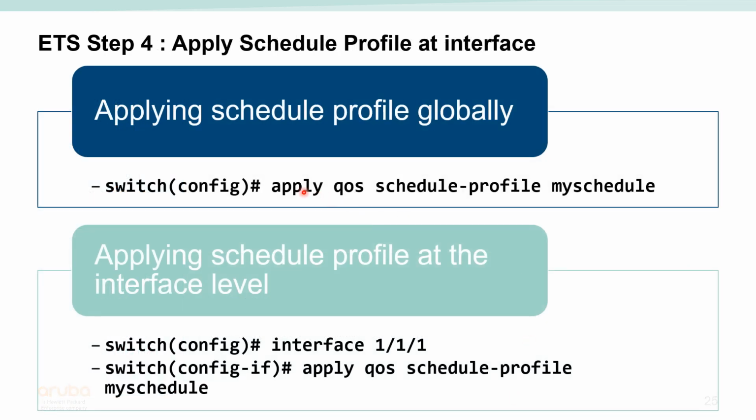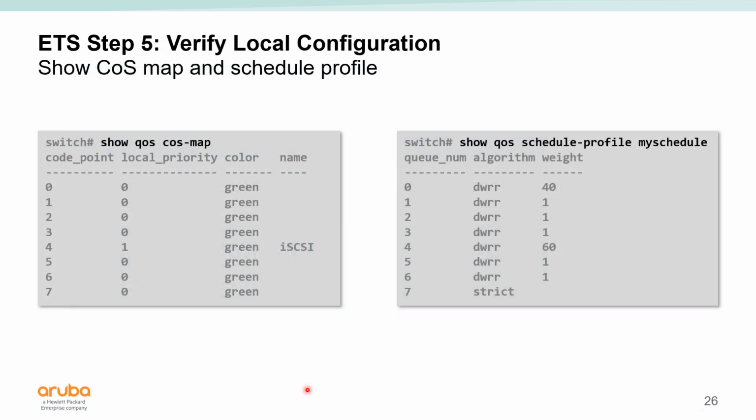And then we go to the actual interface and we want to apply that. So down here we can see we've gone into the interface context and we can apply the QoS schedule profile, my schedule. And here's a great view showing the quality of service, class of service map, the 2 queues showing the 802.1p code points and which queue they're mapped to, and then of course the schedule profile and how the scheduling has been configured.